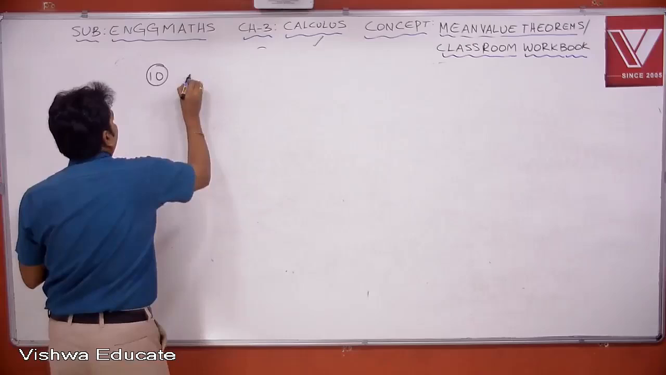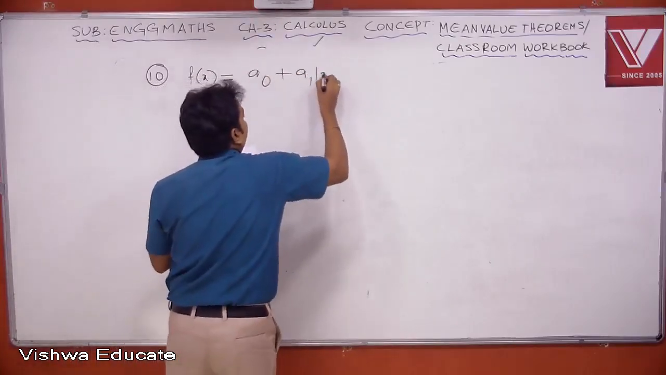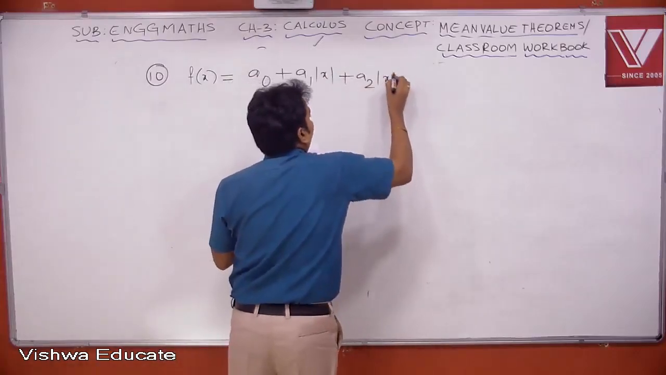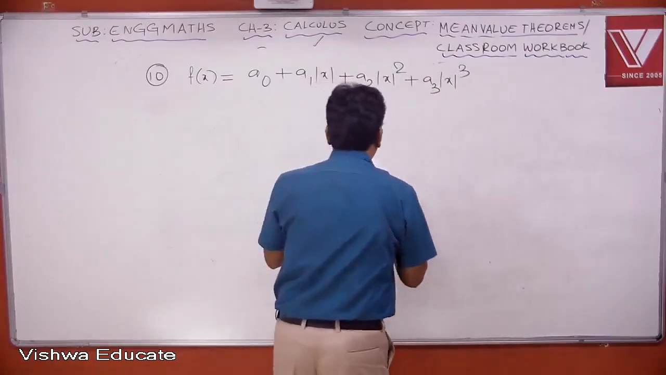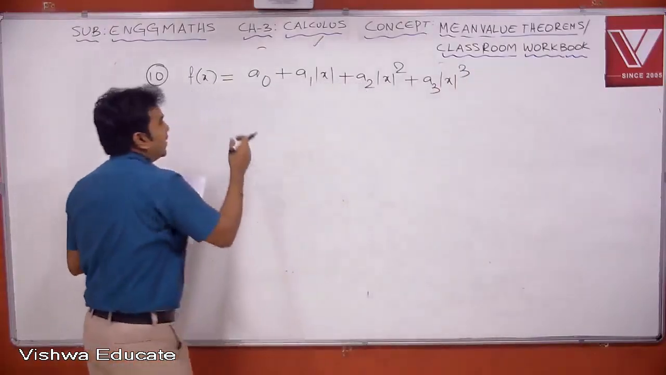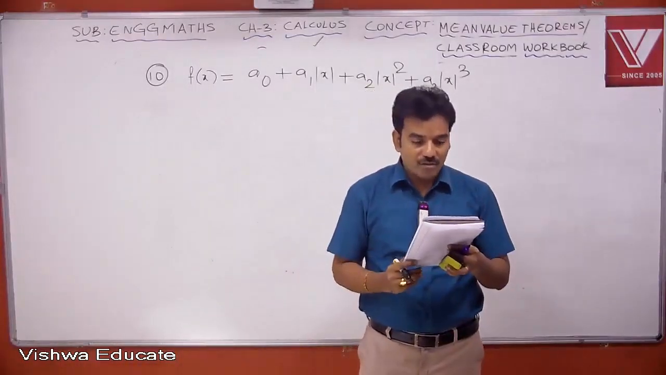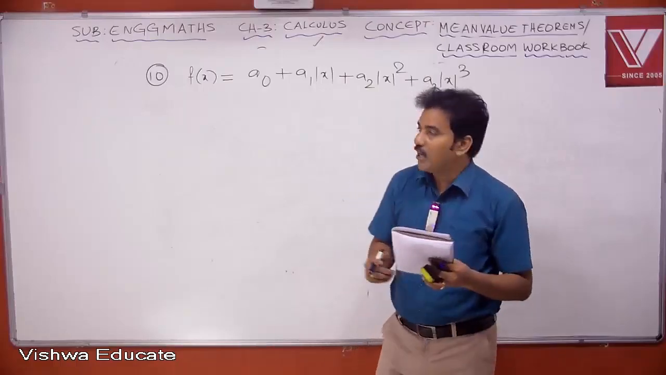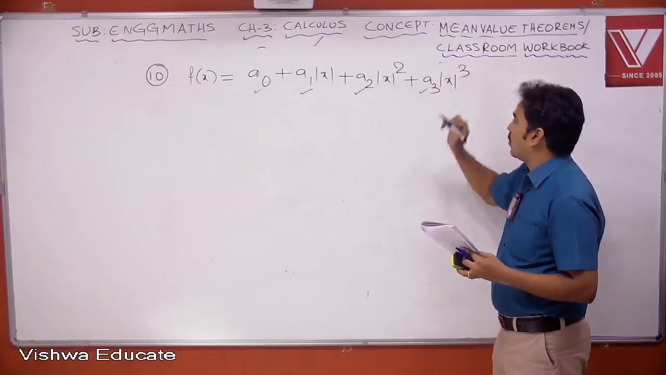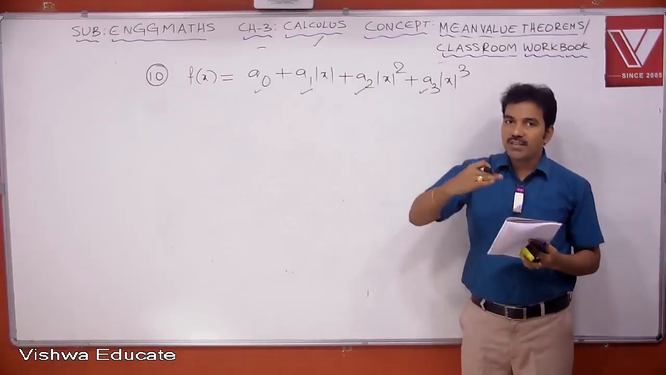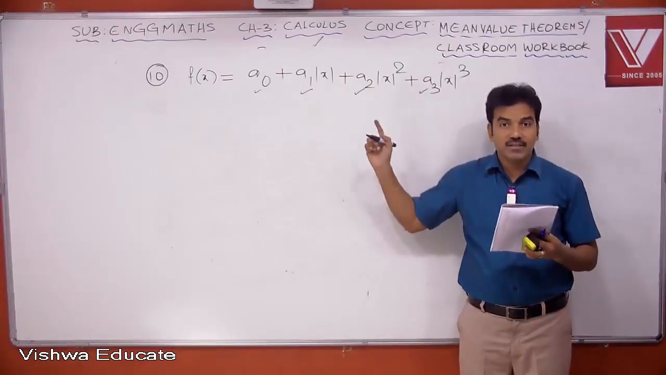10. The function f of x equal to a0 plus a1 mod x plus a2 mod x whole square plus a3 mod x whole cube is differentiable at x equal to 0. It is given that this function is differentiable at x equal to 0. Options are like this. For no values of a0, a1, a2, a3, all these are constants. a0 is a constant, a1 constant, a2 constant, a3 constant. So continue the question, read the question along with options.